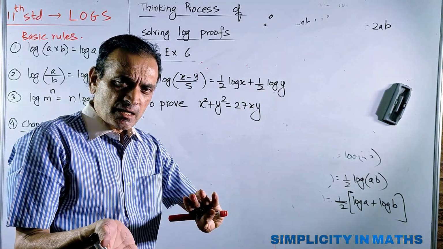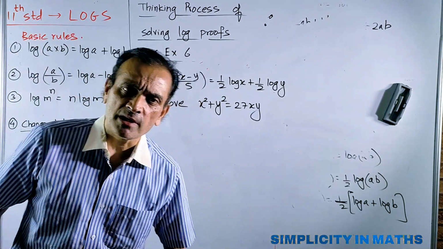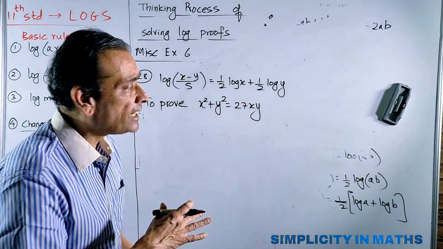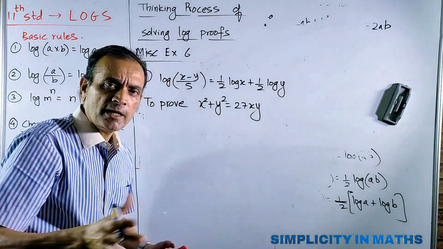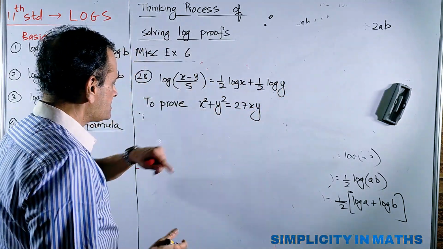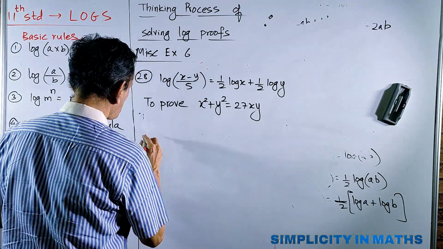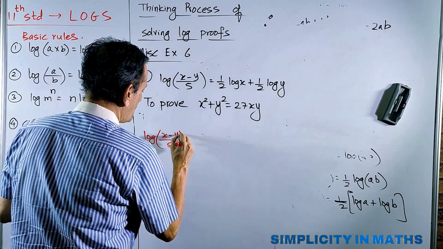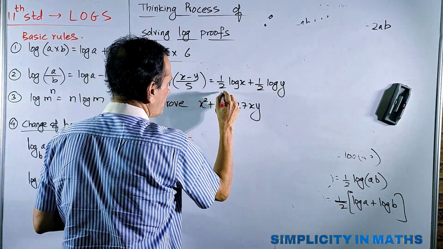This problem is just the reverse of the earlier sum. In the earlier sum, a plain equation was given and we had to get logs in the final step. Here it is exactly the opposite: log is given and in the final step we have to remove the log. See the thinking process now. Let's write the given equation first. Okay, I will take half common.